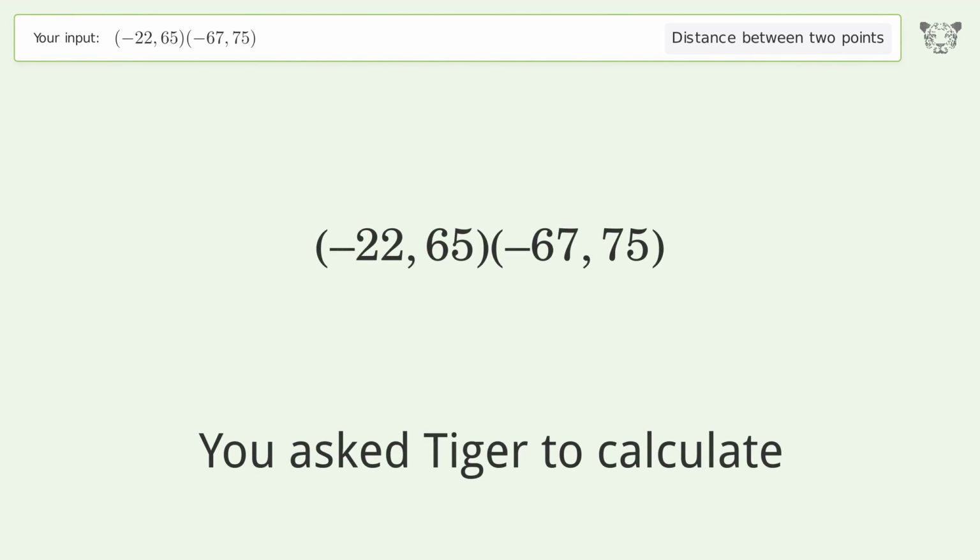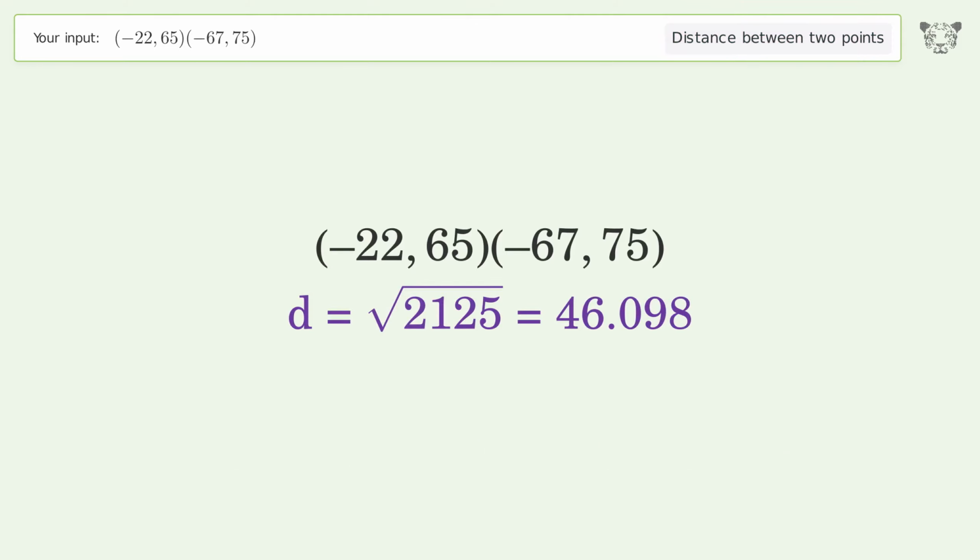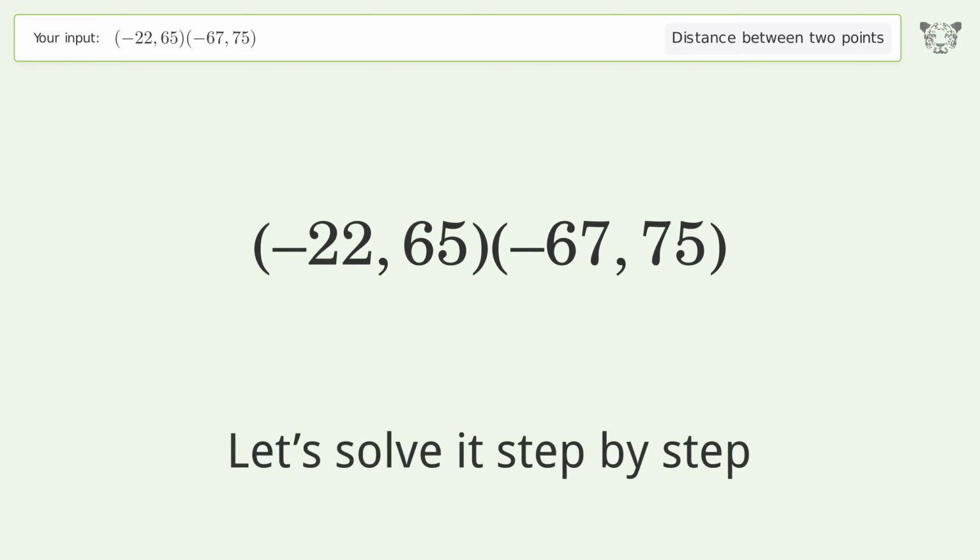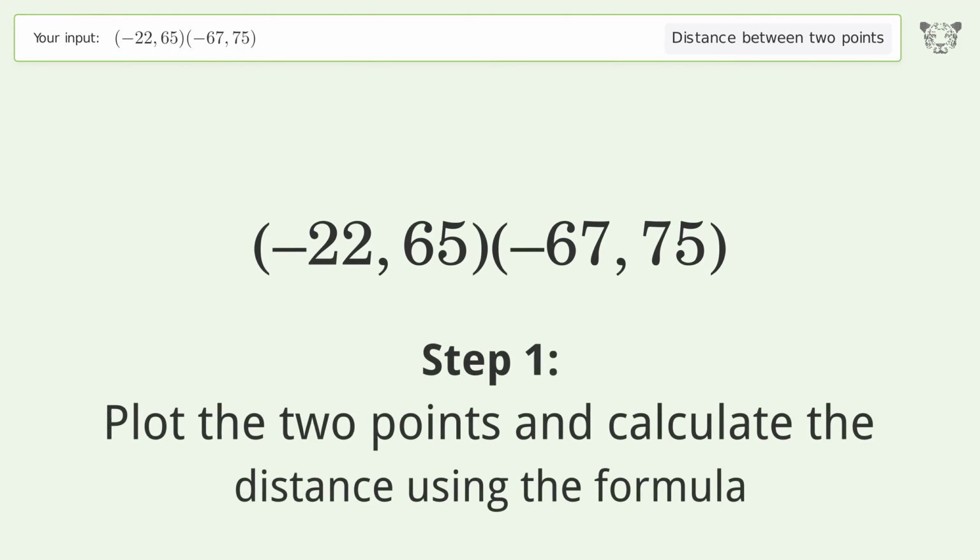You ask Tiger to calculate. This deals with the distance between 2 points. The distance between the 2 points is the square root of 2125, or 46.098. Let's solve it step by step. Plot the 2 points and calculate the distance using the formula.